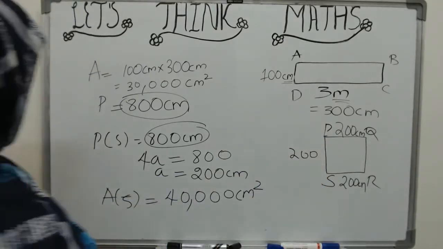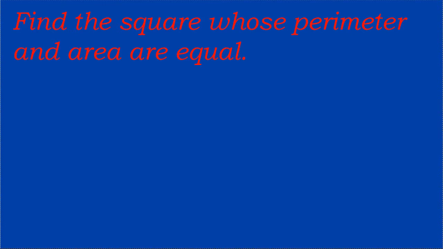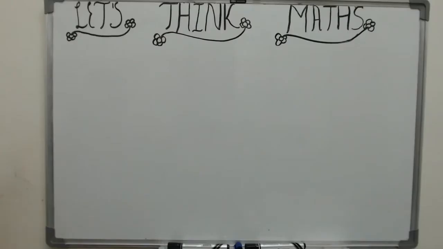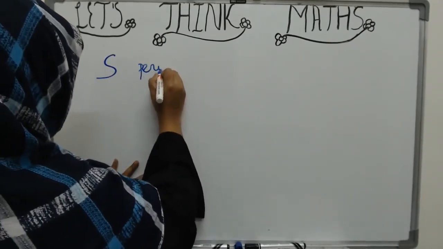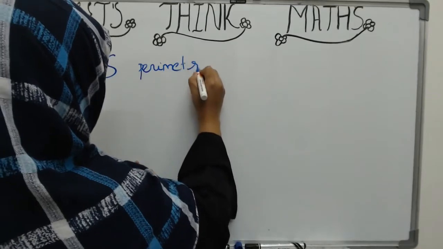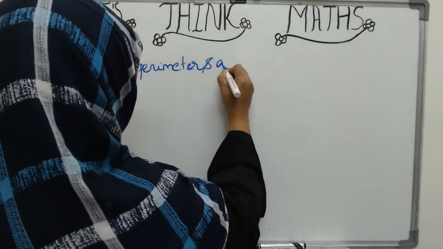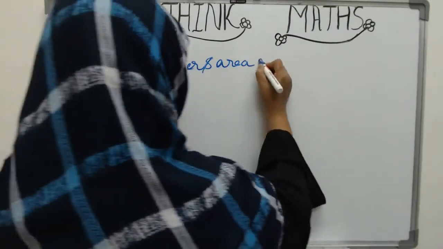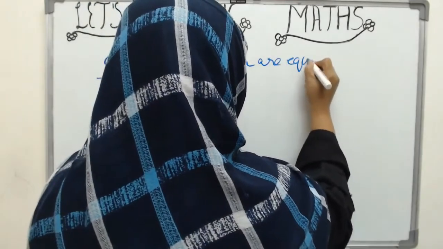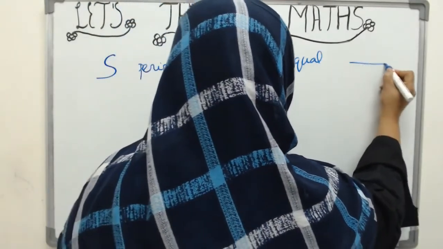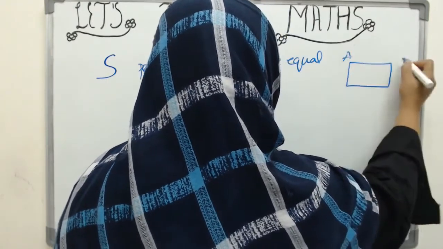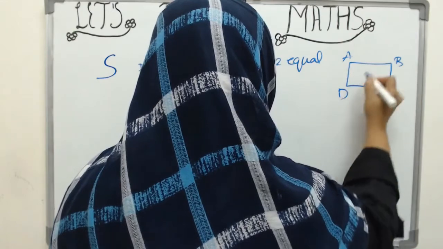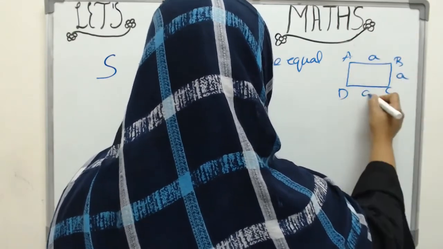Now let's go to our next question. Now find a square whose perimeter and area are equal. Now how does a square look like? Right? All its sides are equal. So let all the sides be A.